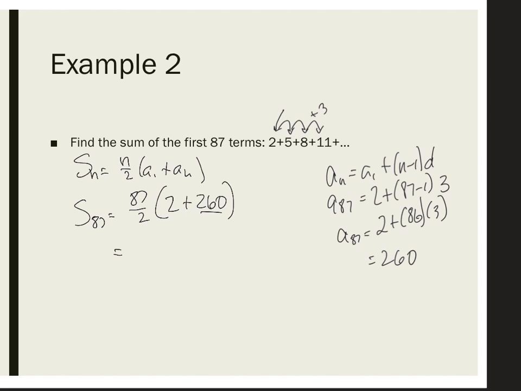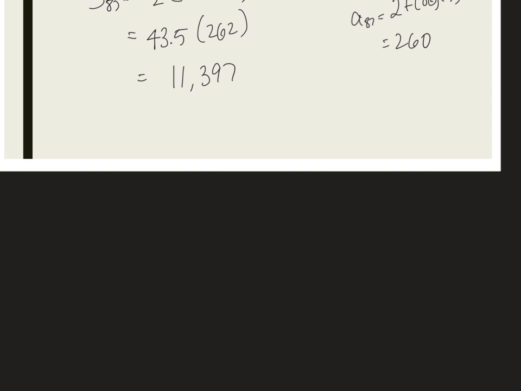87 divided by 2. Well, that's not right. So I've got 43.5 times 262. So the sum is 11,397. All right, and that's it.